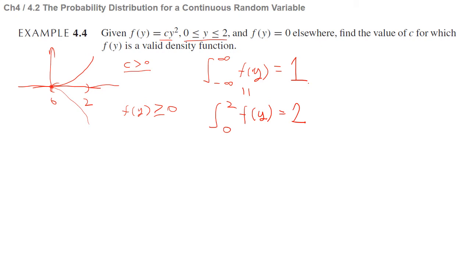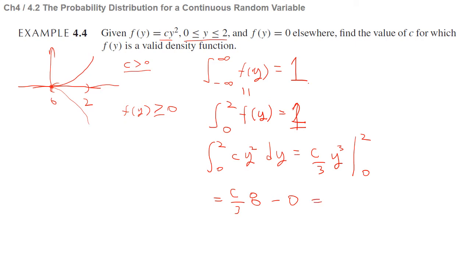So to calculate this, the integral from 0 to 2 of c y squared dy is c times y cubed over 3, from 0 to 2. This is c over 3 times 8 minus 0, so this is 8 over 3 times c. To make this equal 1, c is 3 over 8. Okay, so we calculated c.